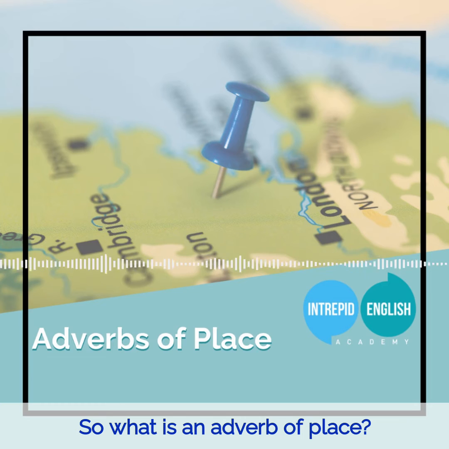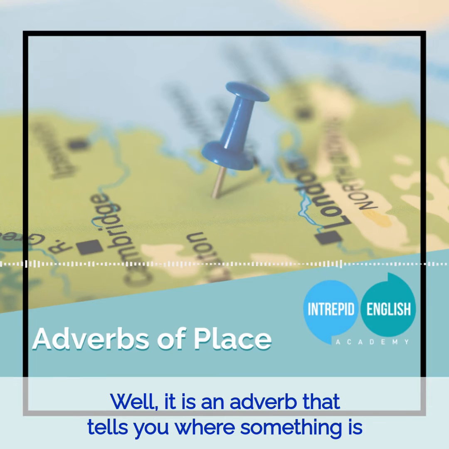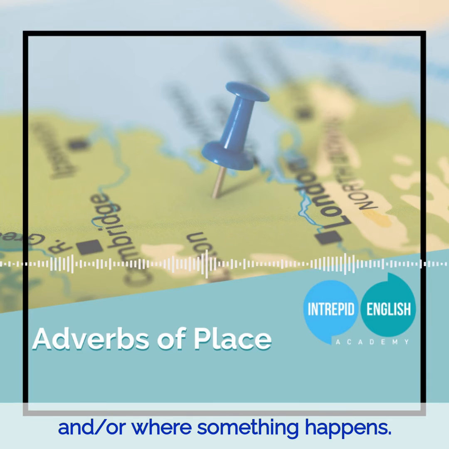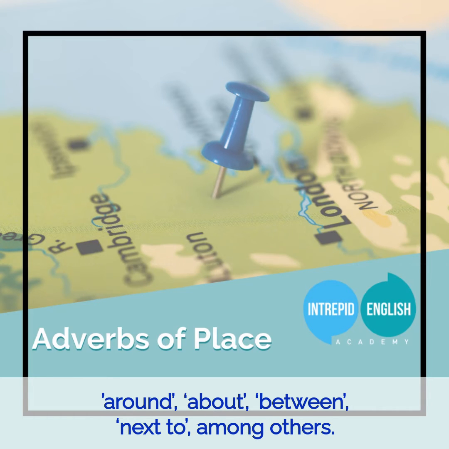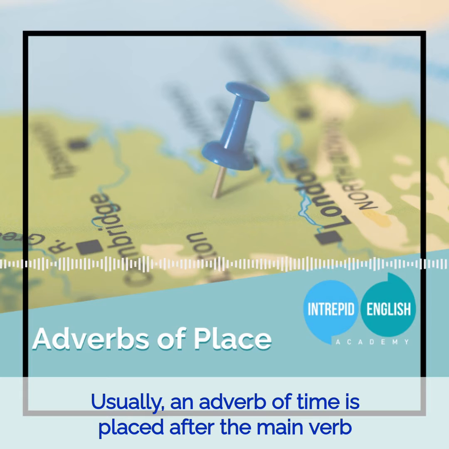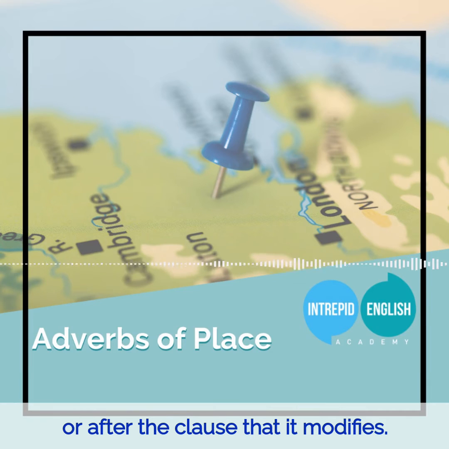So what is an adverb of place? Well, it is an adverb that tells you where something is and or where something happens. Some examples include in or out, inside or outside, around, about, between, next to, among others. Usually, an adverb of place is placed after the main verb or after the clause that it modifies.